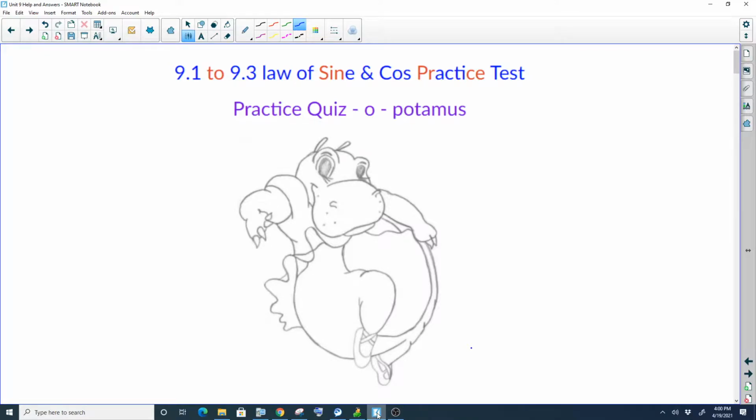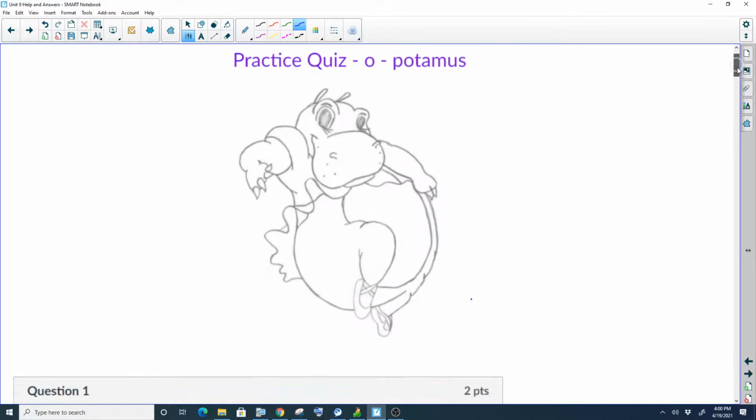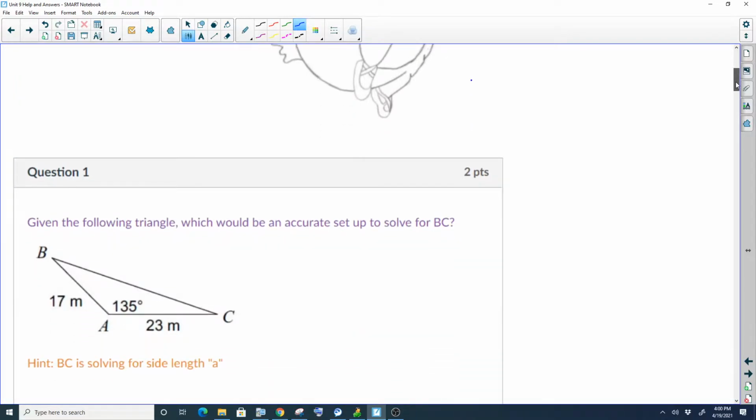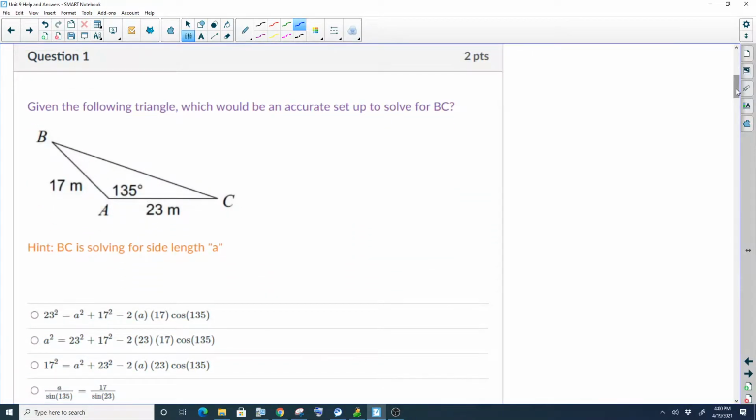So look at our practice quizopotamus. Thanks to our special student who drew this practice quizopotamus for us. Thank you. You know who you are. Ask later if I can name drop you. Okay, so question 1. Given the following triangle, which would be an accurate setup to solve for side length BC? Make sure you're recording still. Yeah, we are.